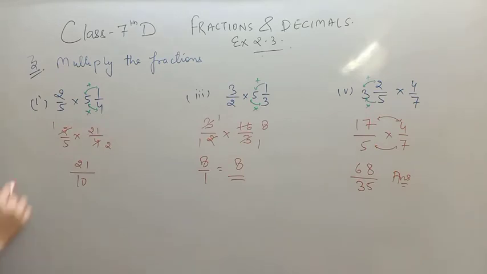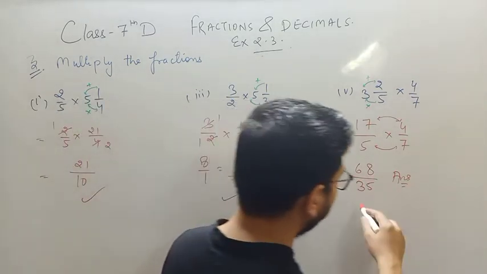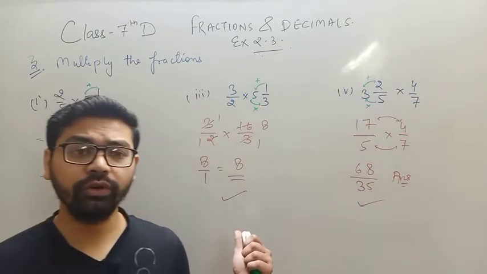So in this way I just multiply the fractions given in the question, and the answers are 21 by 10, 8 by 1, or you can say 8, and 68 by 35. Note it down fast. The rest are for your homework.